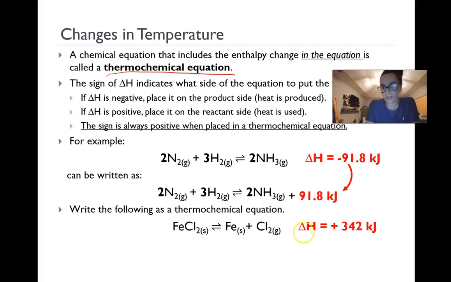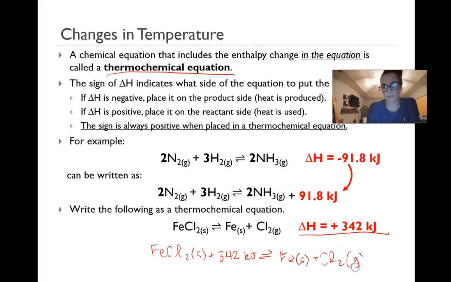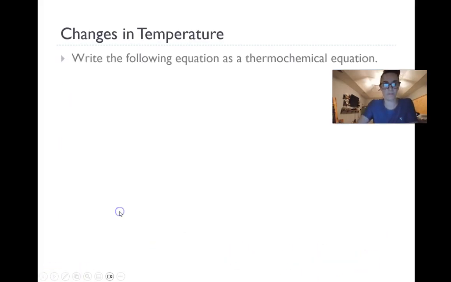So if we wanted to write the following thermochemical equation, iron chloride dissociates into iron and chlorine gas. You'll see our delta H is positive 342, so I'm going to write that as a reactant. Plus 342 kilojoules makes iron and chlorine gas. And there we go. Just a brief reminder of how a thermochemical equation is written.